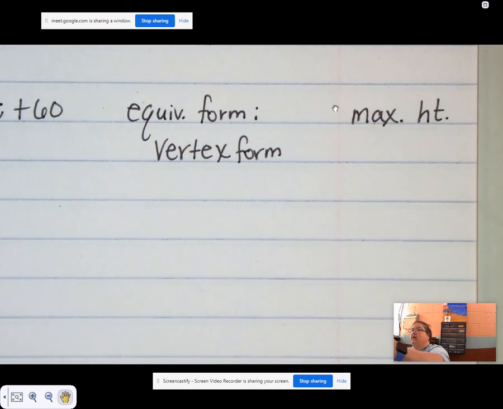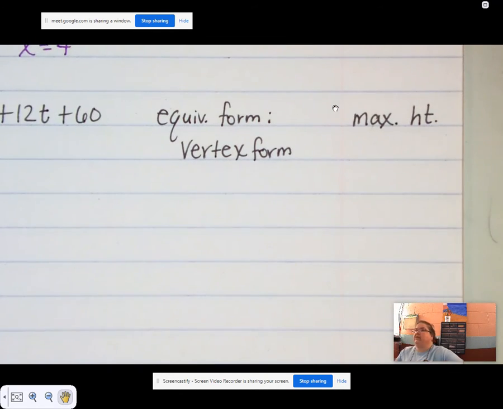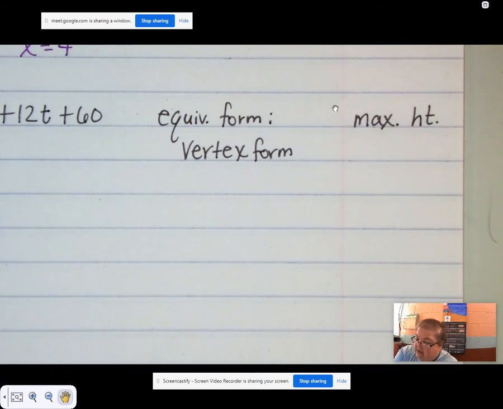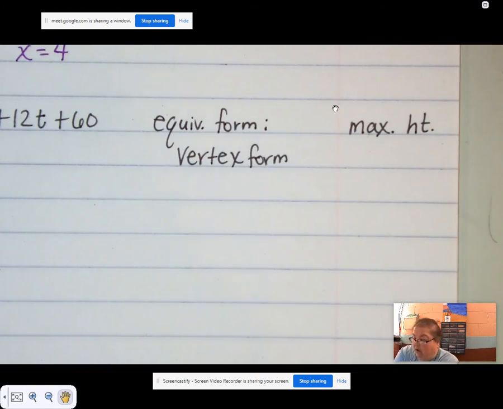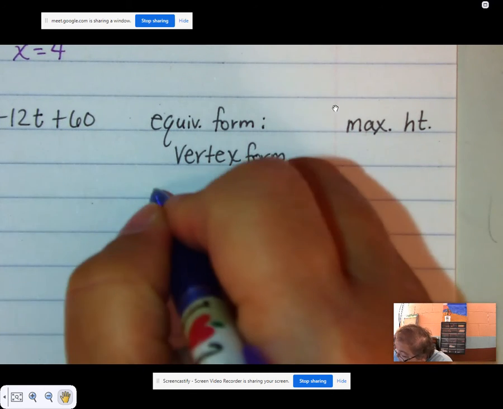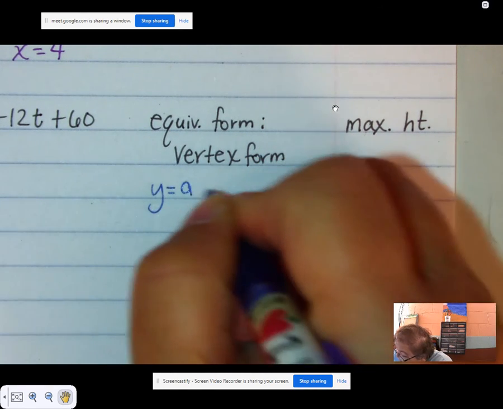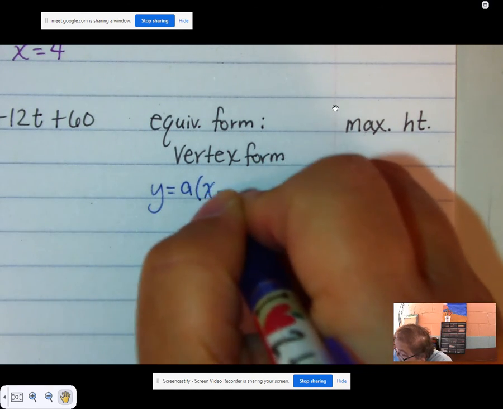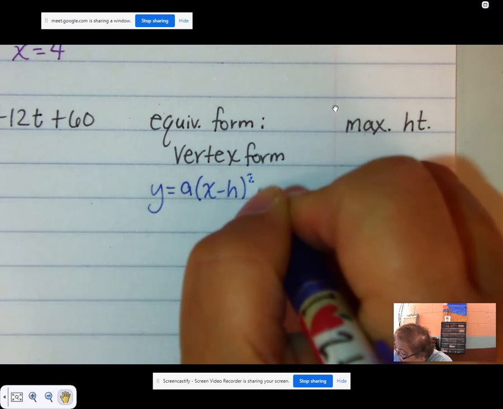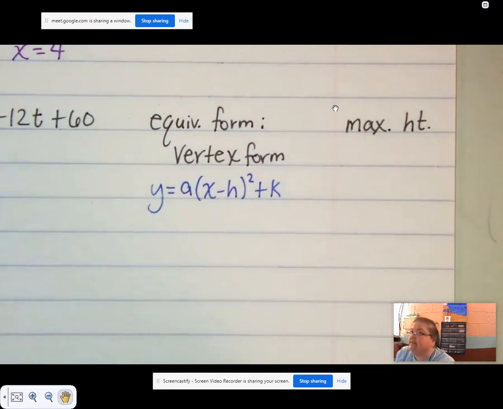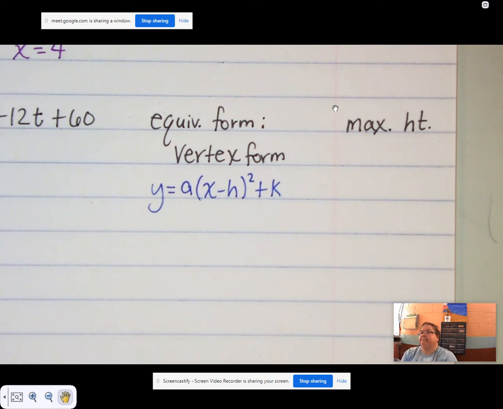Okay. Let's remind ourselves of just a couple things before we move forward. Vertex form is y equals a times (x minus h) squared plus k. That's vertex form.